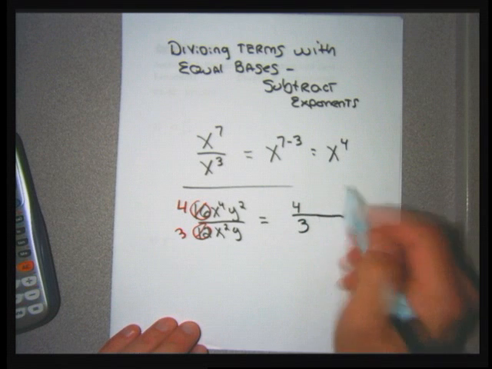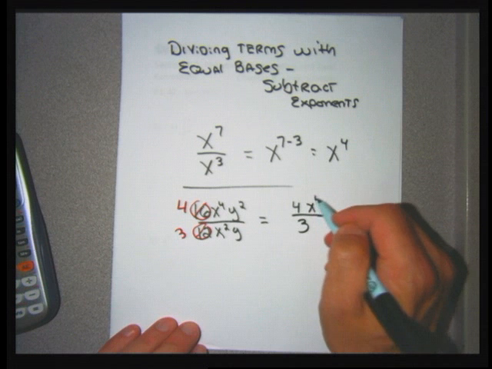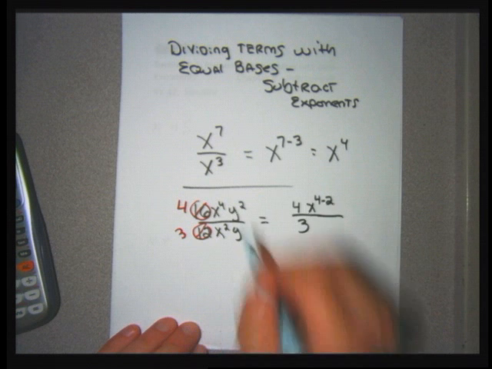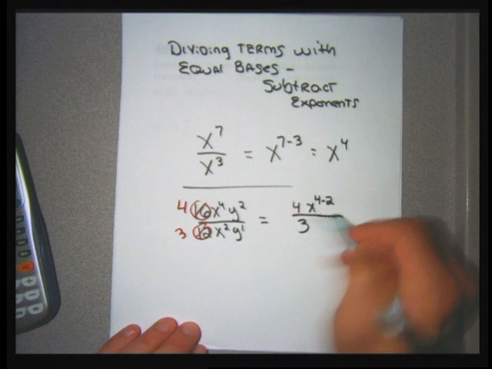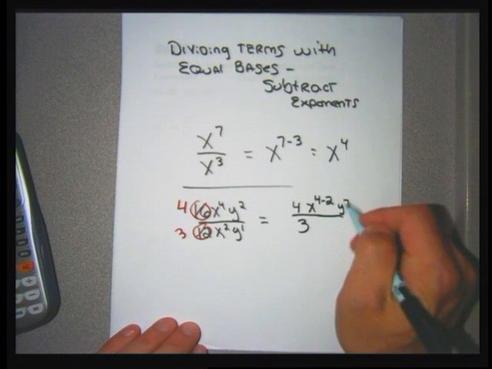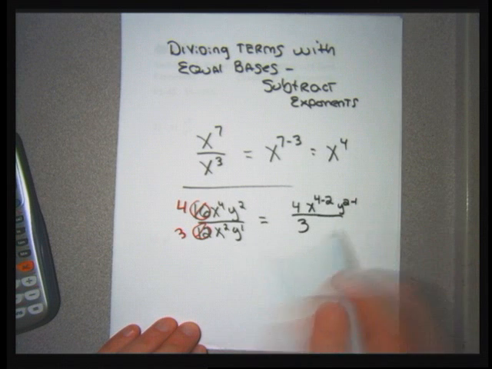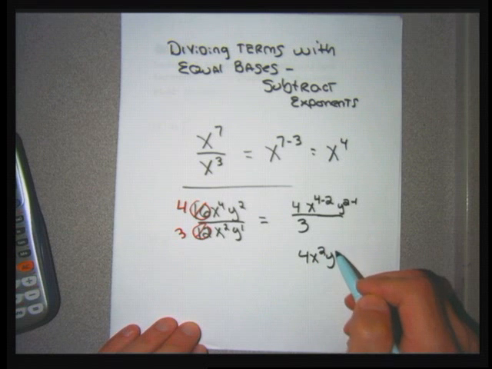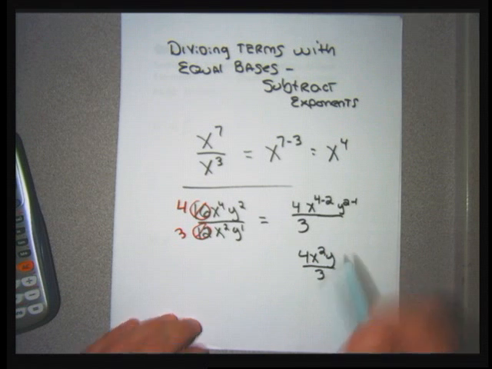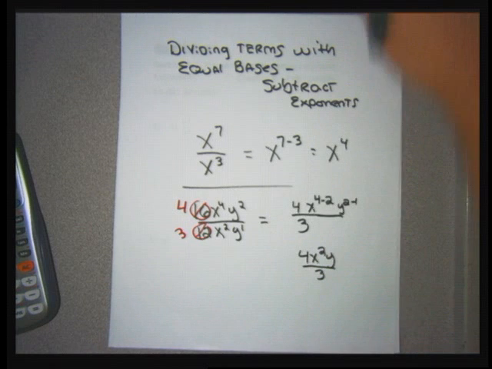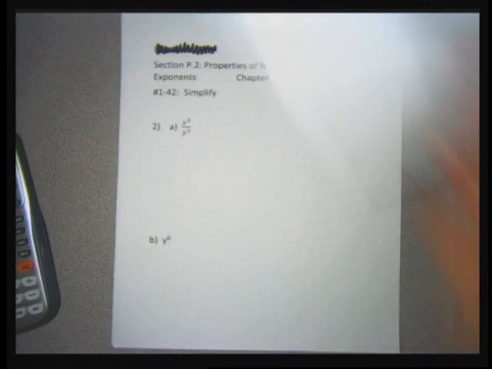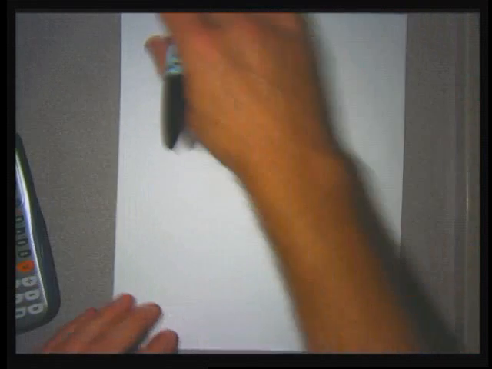And then for the x, I'm going to subtract the exponents on the x's. I'll go 4 minus 2 for the exponent on the x. And the y in the denominator had an exponent of 1. And for the y, I'm going to subtract its exponent. An answer to this problem would be 4x squared y to the 1st, but I don't need to write the 1, over 3. So that rule's not going to leave us, and we're going to use it a lot in this section. And then the other rule that we learned in section P1, so this is still a review.